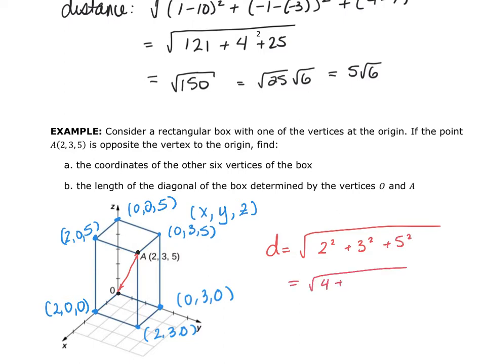which is going to give me the square root of 4 plus 9 plus 25, which gives me the square root of 38. There isn't much I can do about 38. It's 2 times 19, which are both prime, so I'm going to leave it like that.